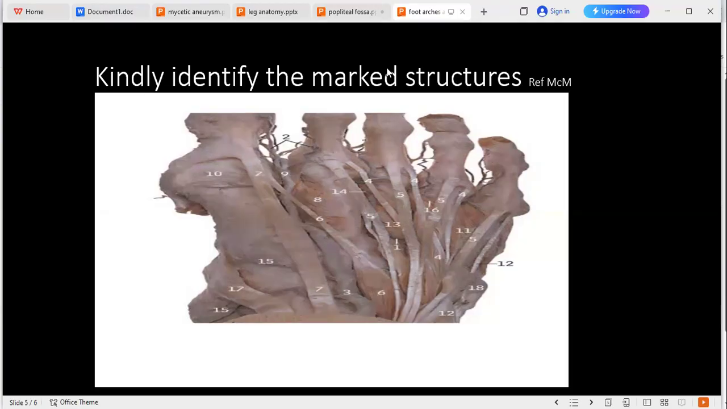Then it divides into, where exactly does it divide into two? It divides into medial and lateral plantar arteries in the sole. Yes, good. These are the vessels which supply the sole of the foot, right? And they are branches of the posterior tibial artery, not branches of the anterior tibial artery. Right.